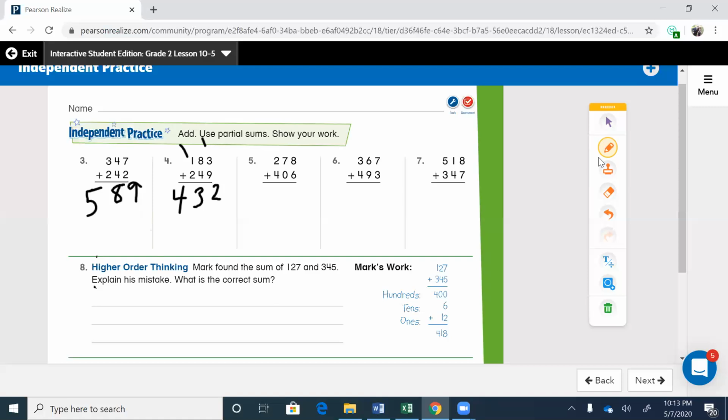Let's see where Mrs. Stevens is going wrong. We start with our hundreds. There are 400. Let's go to the middle, our tens. 12. And our ones is 12.